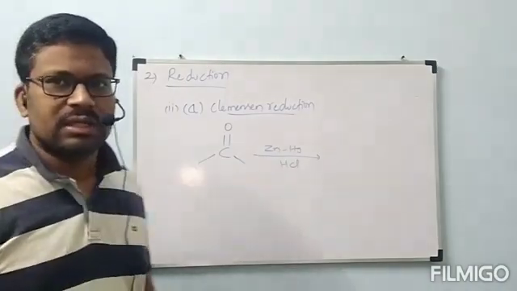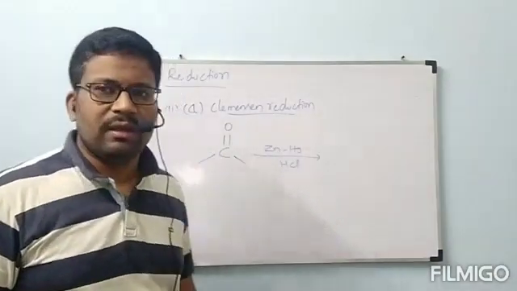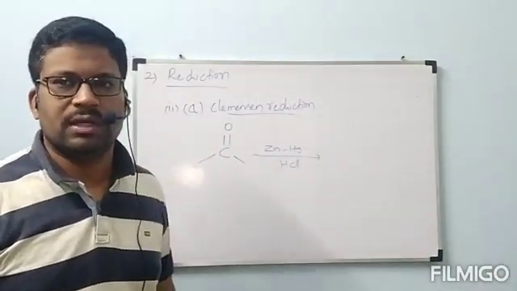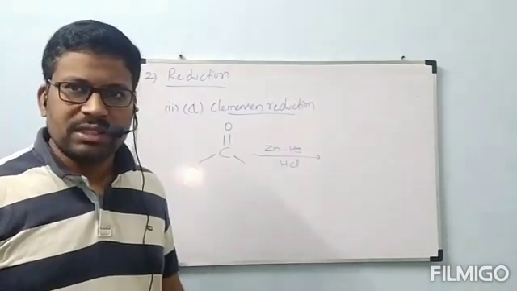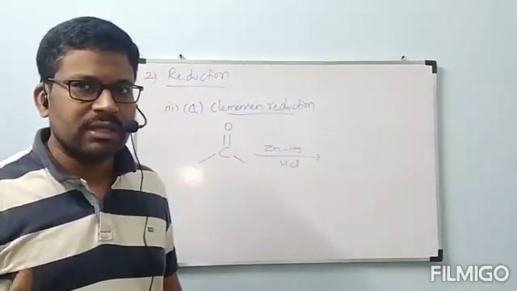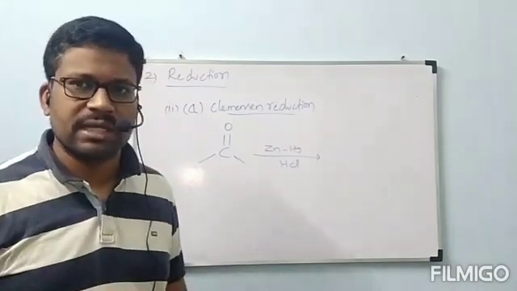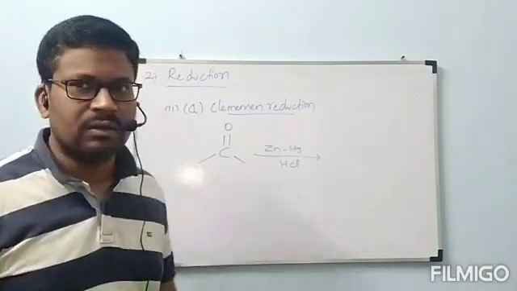An amalgam is a substance, an alloy in which mercury is the common constituent. If it is sodium, it is sodium amalgam. If it is zinc, zinc amalgam. Like that, mercury is mixed with any other metal to form an alloy. That is this one.